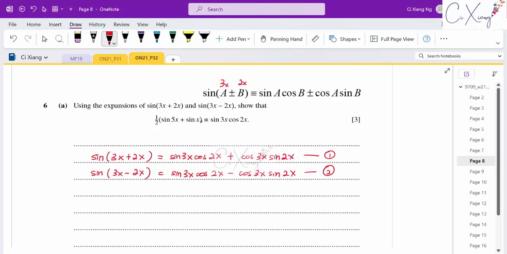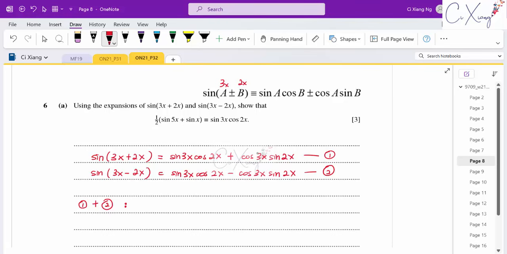And this will be my second equation. Okay, so after I expand them, I want to get what they want us to show here. So you can see that on the right hand side, they want us to keep sine 3x cos 2x. So I want to keep this part. I want to make sure that cos 3x sine 2x can be cancelled off. So to cancel off cos 3x sine 2x, what I am going to do is I will add the two equations together.